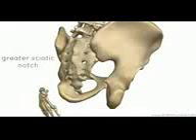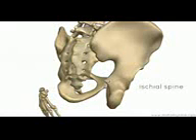And below that, we've got the ischial spine. So this is actually part of the ischium, which I'll come on to talk about. So above the ischial spine, you've got the greater sciatic notch, and below the ischial spine, you've got the lesser sciatic notch.